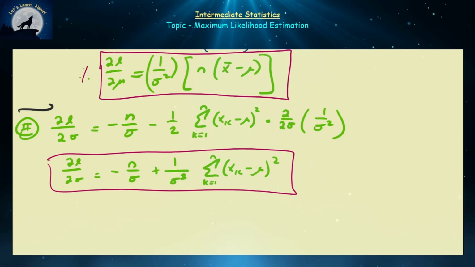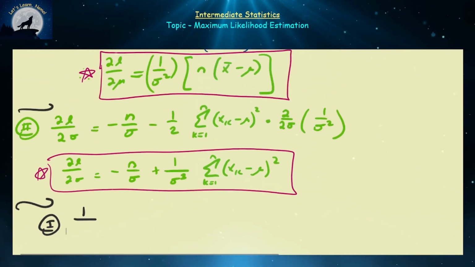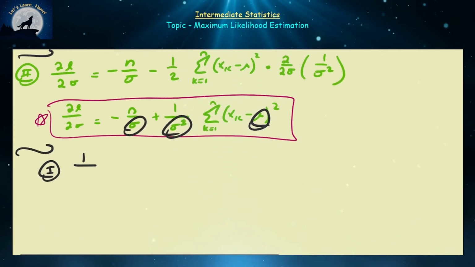Right? So we have partial L partial mu, partial L partial sigma. Now we're going to set each of these equal to 0 and then solve simultaneously. So what's that going to give us? Let's just summarize. So now we're going to replace sigma with sigma hat, mu with mu hat, and solve for mu hat and sigma hat correspondingly.